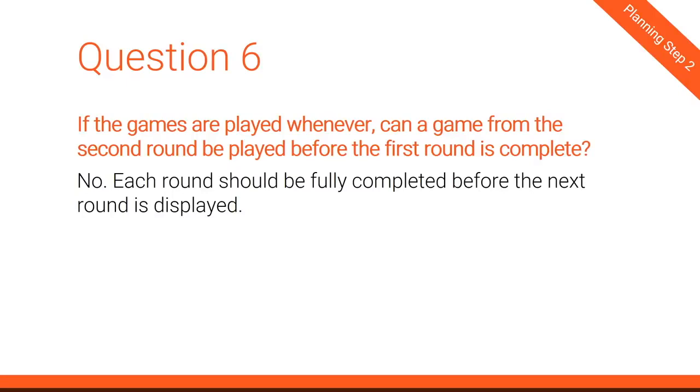Question number 6, but if the games are played whenever, can a game from the second round be played before the first round is complete? Nope. Each round should be fully completed before the next round is displayed. If there are 4 games in the first round, if the first 2 games are played and done, that will determine one of the next round's games. But those 2 teams can't play each other until after the other 2 games are played in the current round.